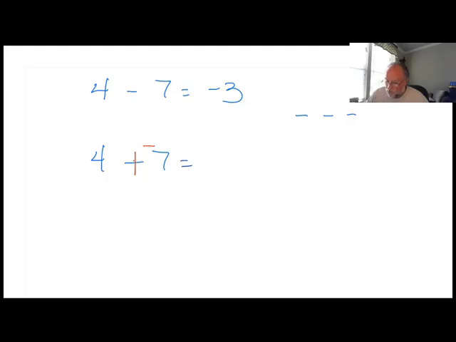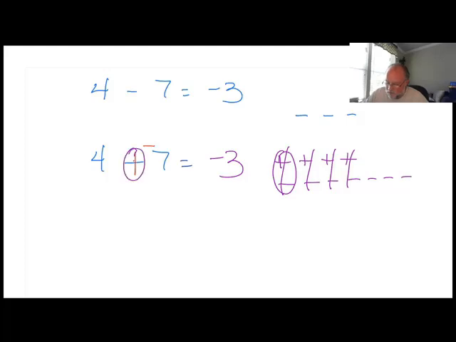So if I were to build this problem, I've got 4 positives, and then I need to add to it 7 negatives. Now, every time I've got a positive and negative, they zap each other out, and what am I left with? I'm left with 3 negatives. So the rule in subtraction is I'm going to change this subtraction sign to addition, and whatever that next number is, I'm going to change it to its opposite.